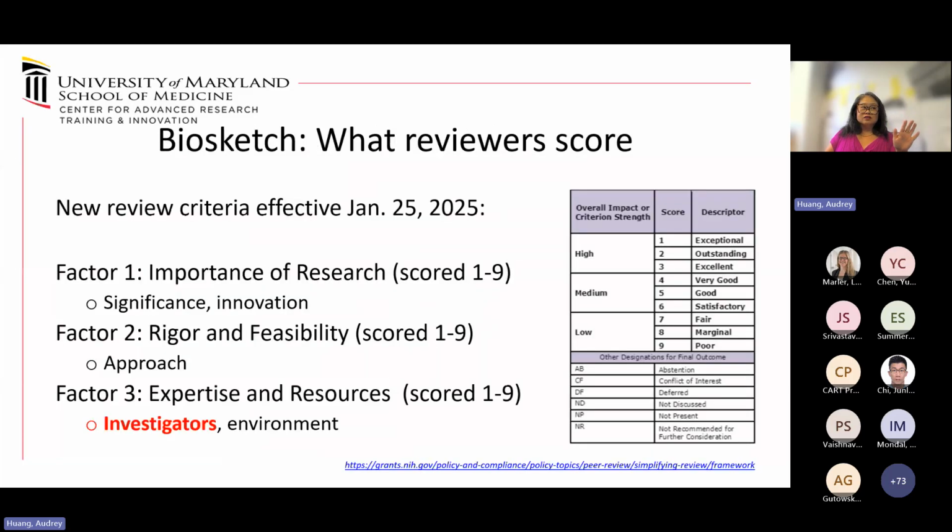What reviewers are looking at. So this is a third part of your total grant score. First part, again, was significance and innovation. Is it important? Is it new? The second part is, is it robust and is it doable? And the third part is who's doing it, right? And this is the BioSketch.